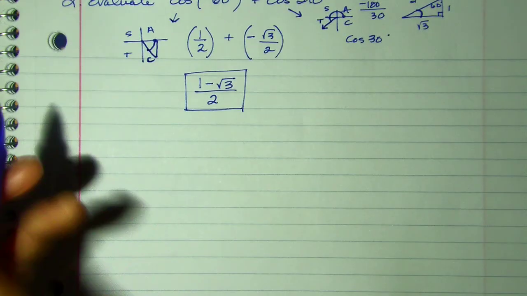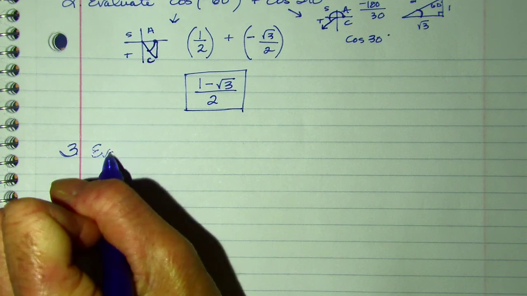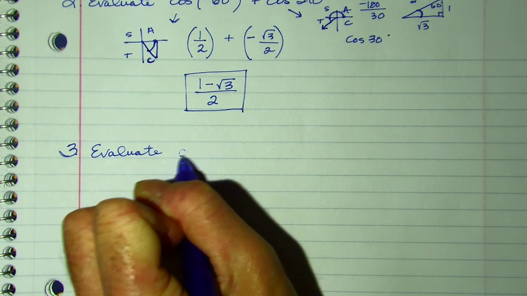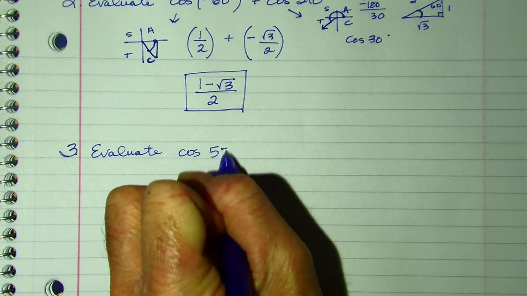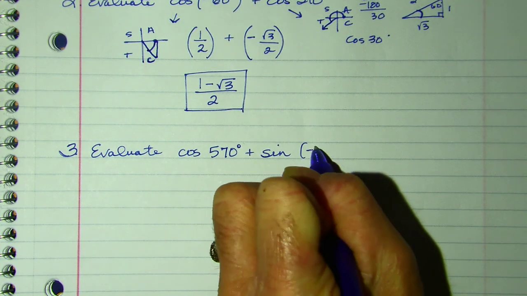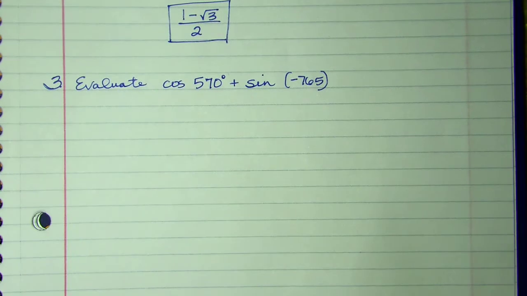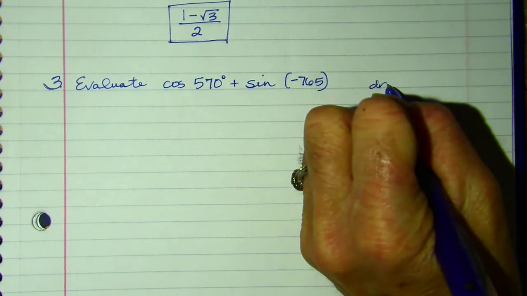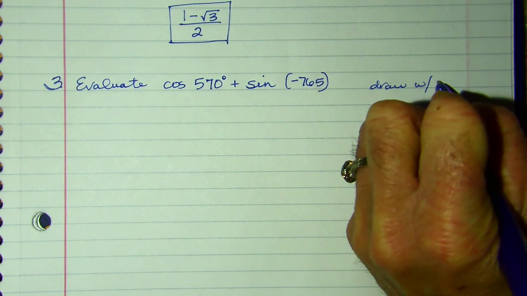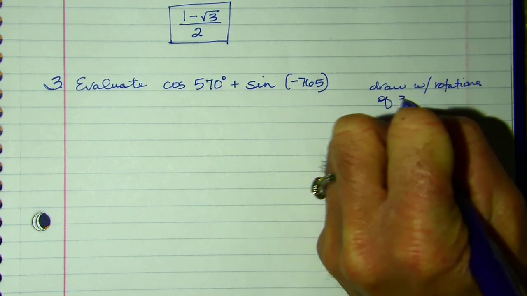Okay. Number 3. Now let's go ahead and deal with coterminal angles. So evaluate the cosine of 570 degrees plus the sine of negative 765. Now, when I go to draw these, I'm going to draw with rotations of 360.